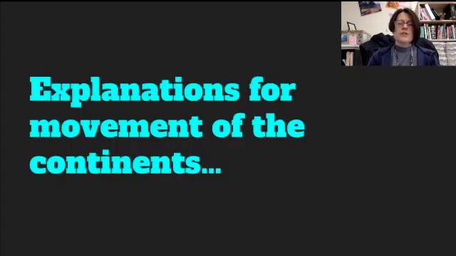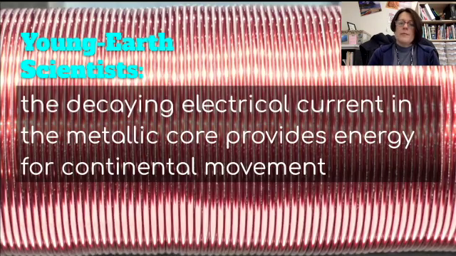So, explanations for the movements of the continents. How in the world do these big things move? Young Earth scientists say that it is the decaying electrical current in the metallic core which provides energy for continental movement. And they would also say that catastrophes would cause rapid movement of these continents.